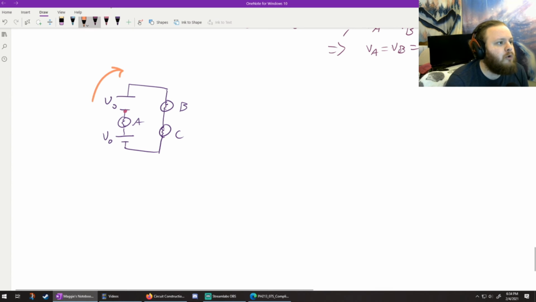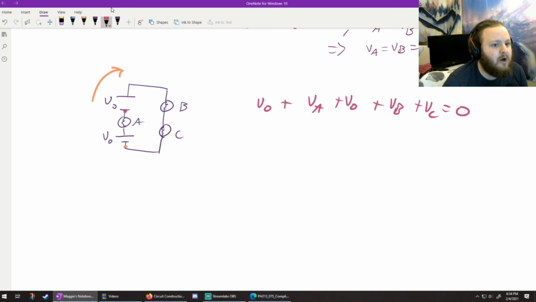So if I go around the whole loop, starting at the orange point, I'm going to gain a V0, I'm going to lose a VA, I'm going to gain a V0, I'm going to lose a VB, and I'm going to lose a VC, and that better be 0. This is just algebra. I can move this VA over here, and nothing changed about my math. That corresponds to the VA light bulb actually being here. And there's nothing different about the two of them.